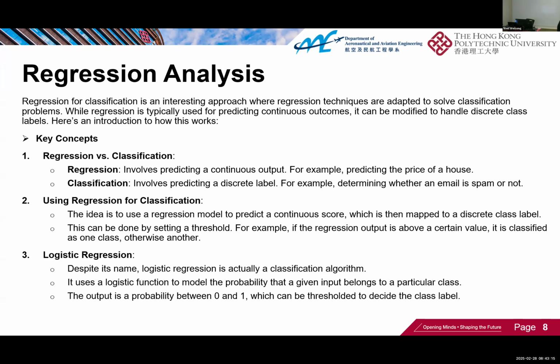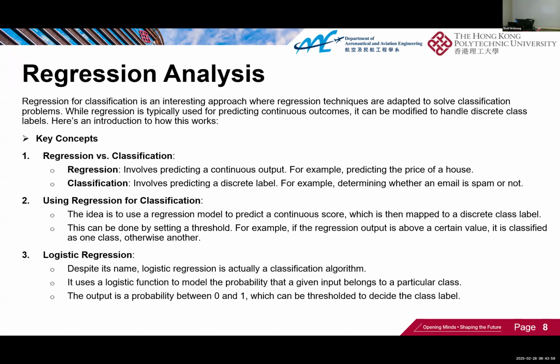Classification includes predicting a discrete label. It is a binary result, 0 or 1. For example, determining whether an email is spam or not. As I mentioned in the first week, we talked about the classification of spam and non-spam emails. For regression for classification, the idea is to use a regression model to predict a continuous score. If the probability is more than 0.5, it may be yes, otherwise no.